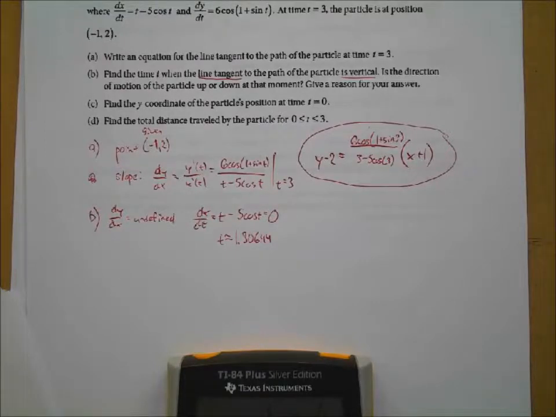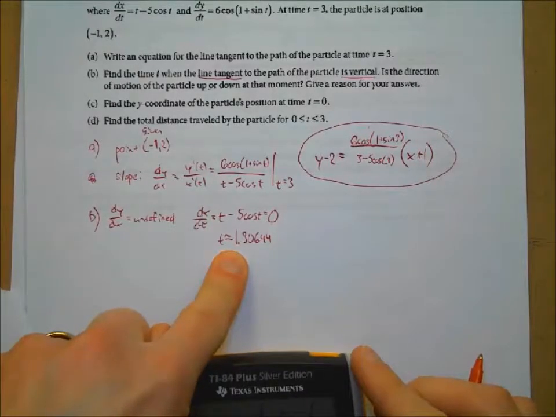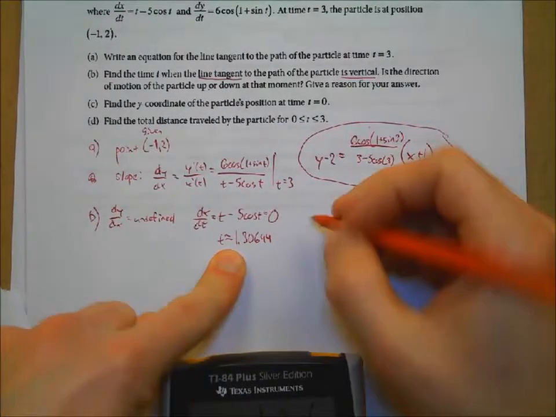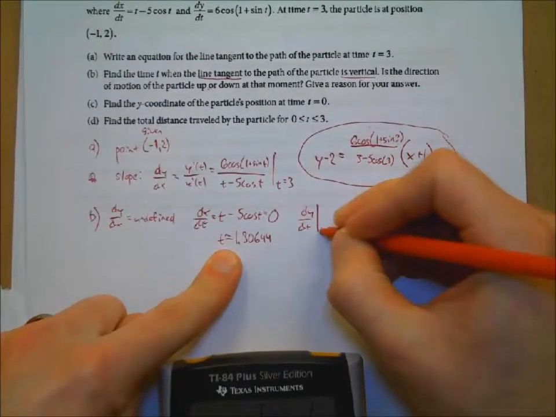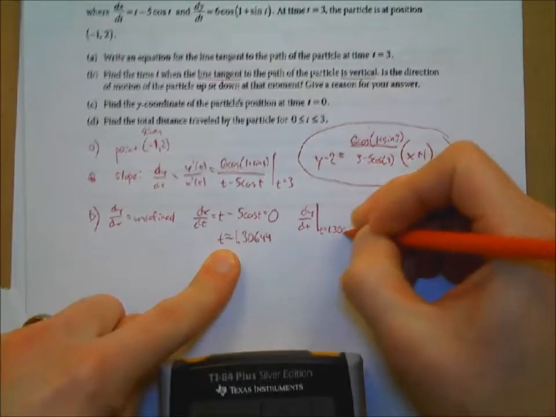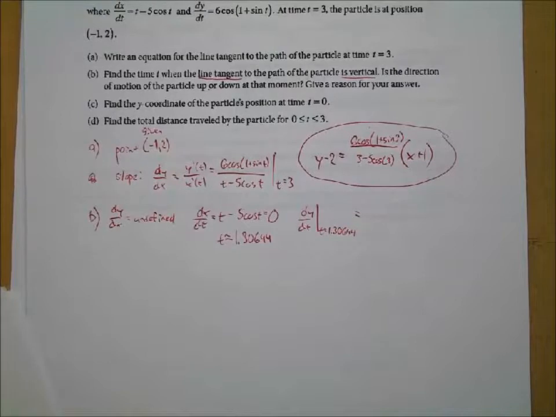What is the velocity? It's x prime of t for the x component, y prime of t for the y component. We're looking at the up or down motion here. That is a change in y. So we're going to take this t value and do what with it? Plug it into dy/dt. So we're going to take dy/dt evaluated at t equals 1.30644, and we're going to do that using our calculators.